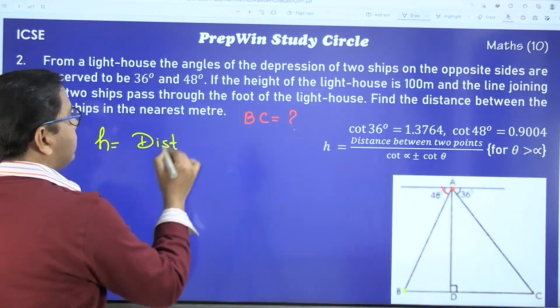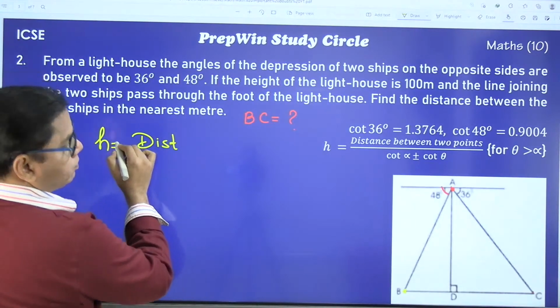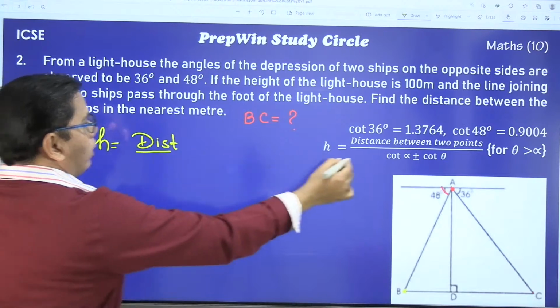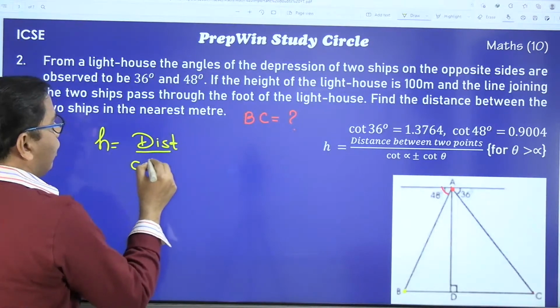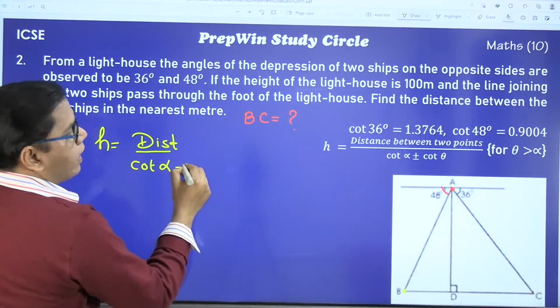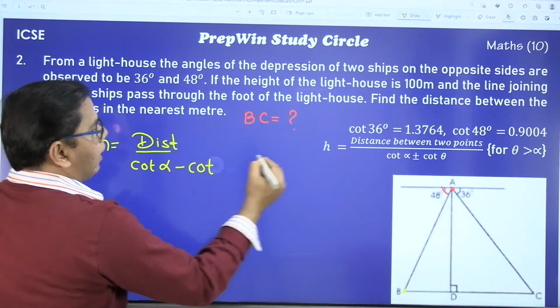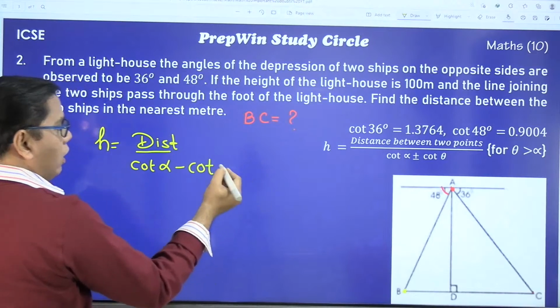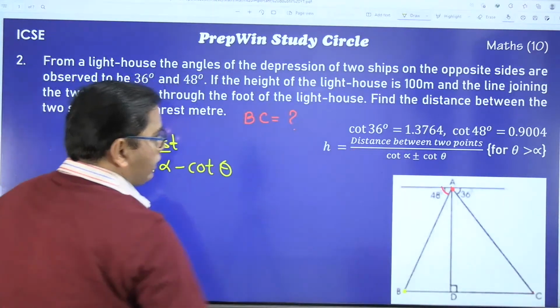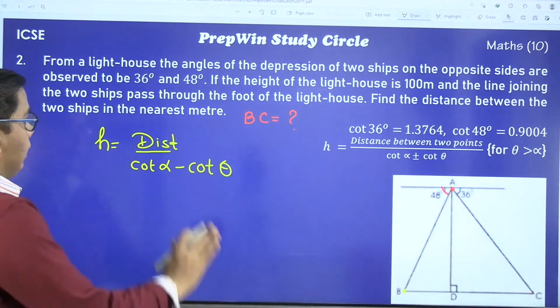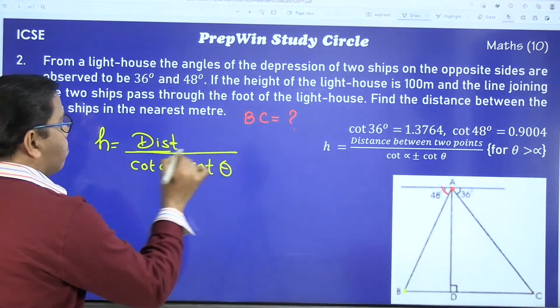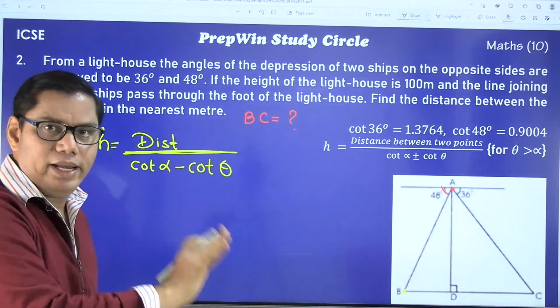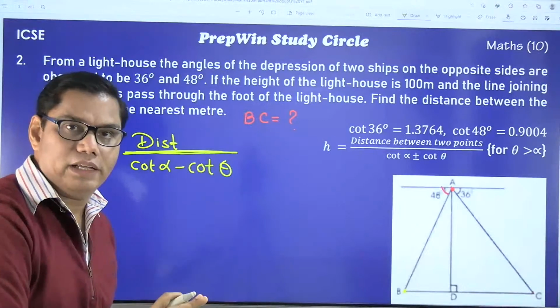So distance upon what? Here you have cot alpha minus cot theta. Let me take cot alpha and cot theta, or beta also you can take. As I have already written here theta, I'll write theta. Okay, this is the formula. It appears difficult, but it is very easy. Believe me, this is very very easy.